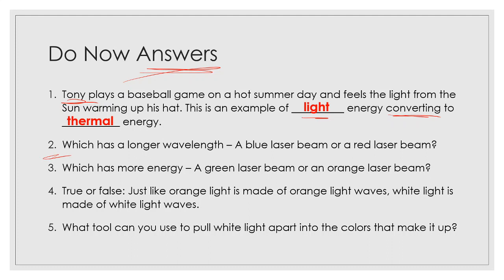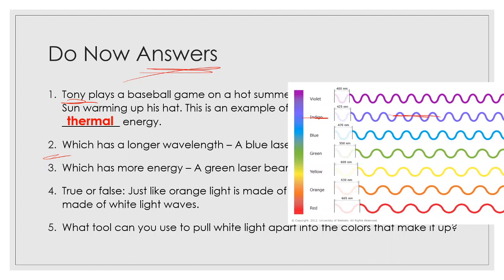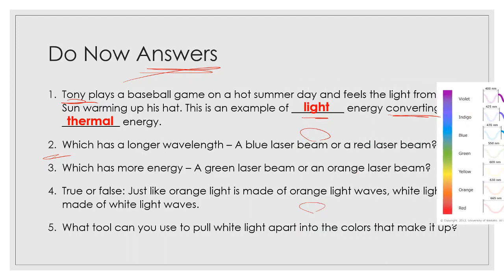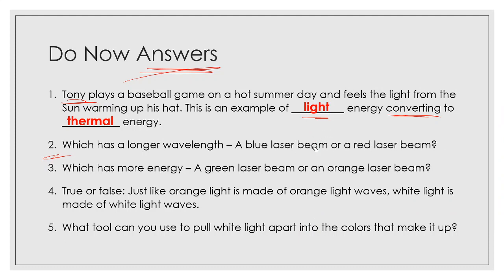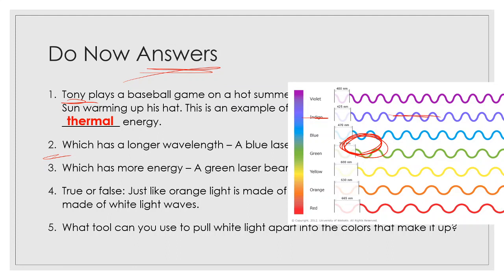Question 2 is asking which has a longer wavelength, a blue laser beam or a red laser beam. Well, if we think back to the kind of rainbow diagrams that we've been seeing of our wavelengths, we can see that blue is up here. It's got a pretty short wavelength, all things considered, and we're comparing that to a red laser beam that actually has the longest wavelength. So when this question is asking us which has a longer wavelength, the blue or a red laser beam, it is definitely going to be the red, because red we can see has the longest wavelength of all the different colors.